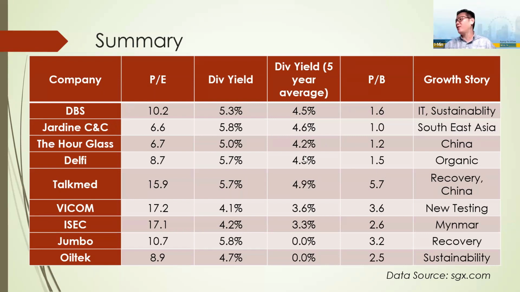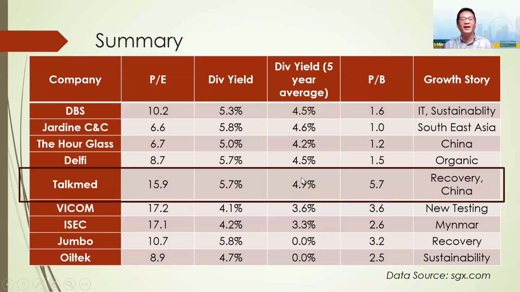So I just want to share with you my top three choices. Okay, my first choice is actually TokMed. You can see that the dividend yield is one of the highest, 5.7%. I think it's quite decent. And the most important is I like the story. I think they have a very clear story, a recovery story. I'm quite sure you know medical tourism is something very lucrative.